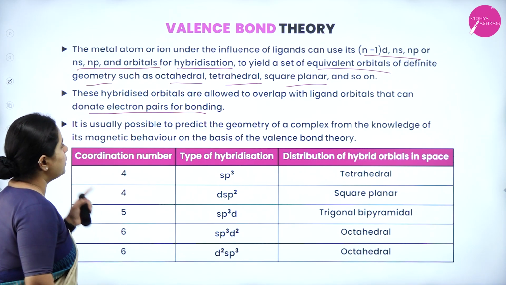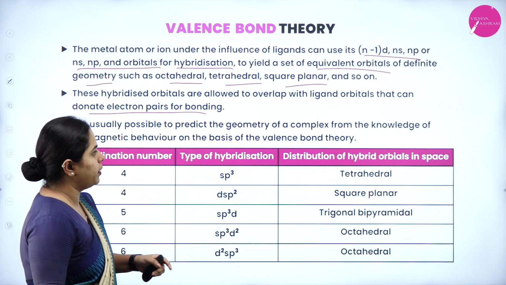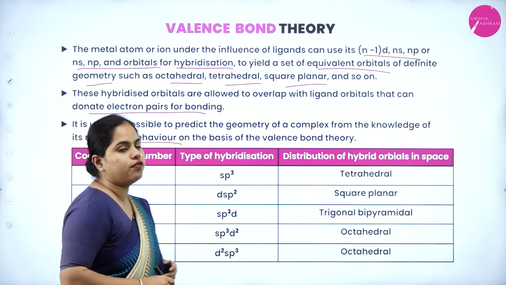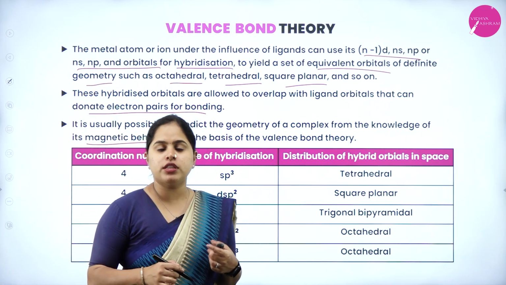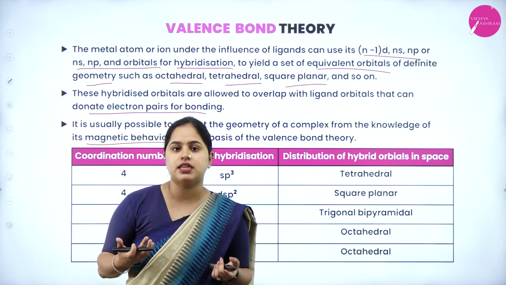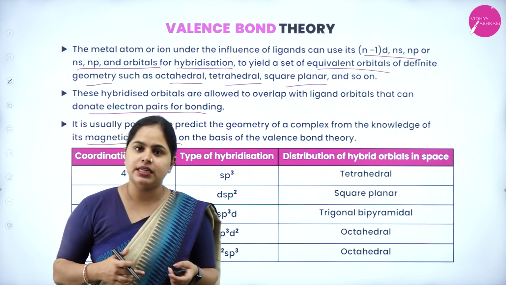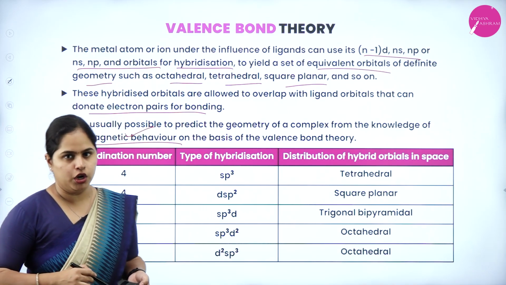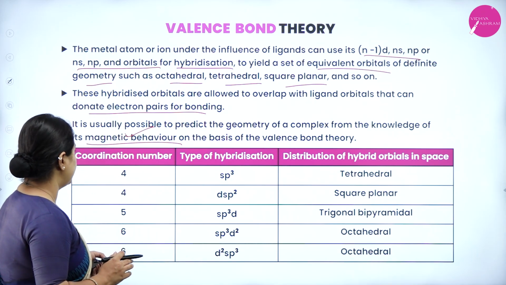It is usually possible to predict the geometry of a complex from the knowledge of the magnetic behavior on the basis of valence bond theory. So in valence bond theory, using the hybridization, we can understand the geometry of the molecule. Other than that, we can also predict the magnetic behavior of the molecule. So let's understand in detail about that.